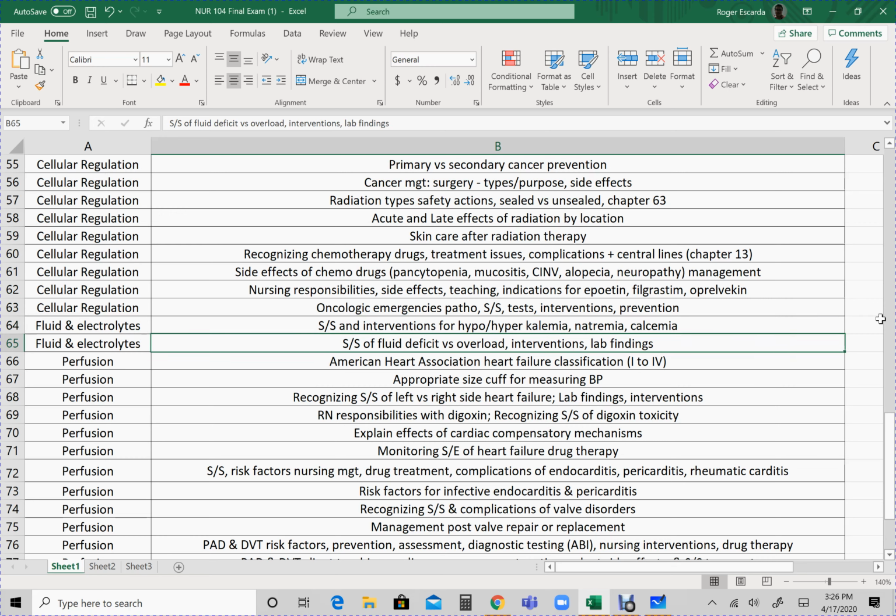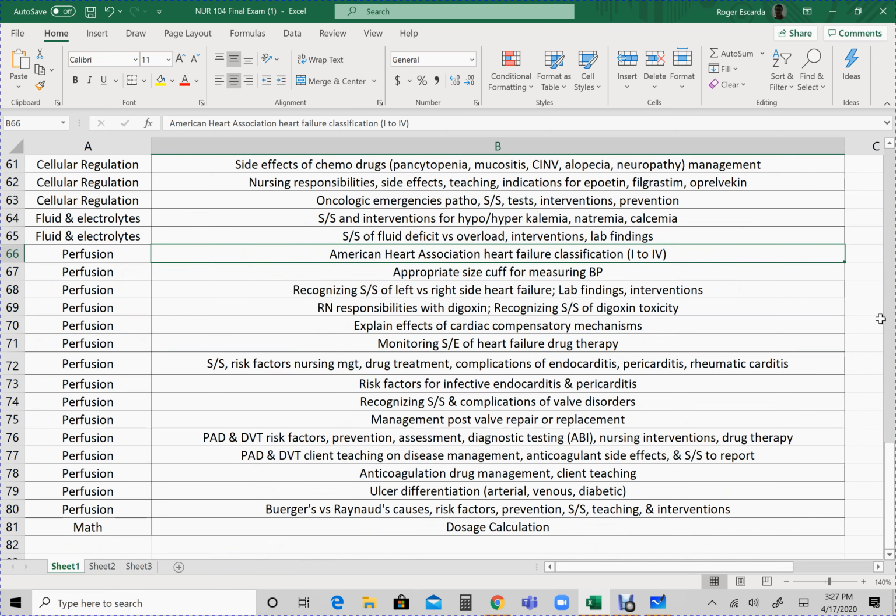Next question is on dehydration versus fluid overload. How do you identify them, and what are your diagnostic test findings? Then finally interventions. That's it for F&E. Next is they're all under the heart now.